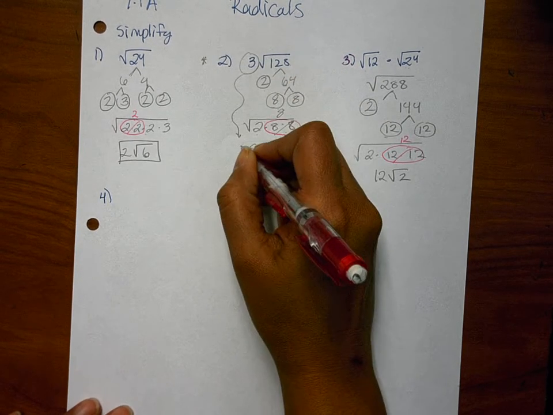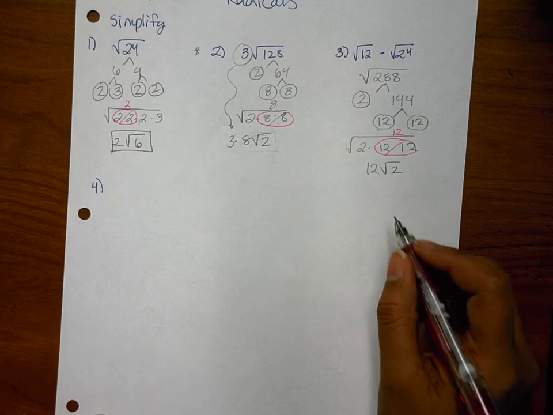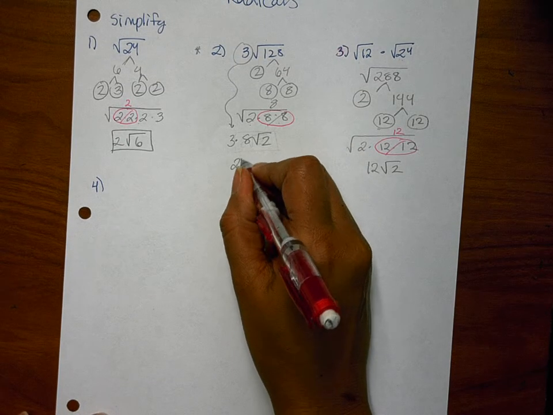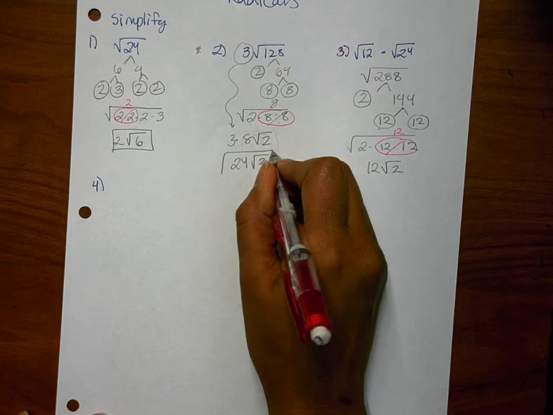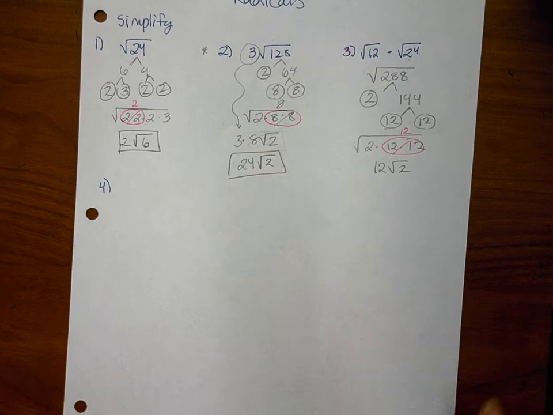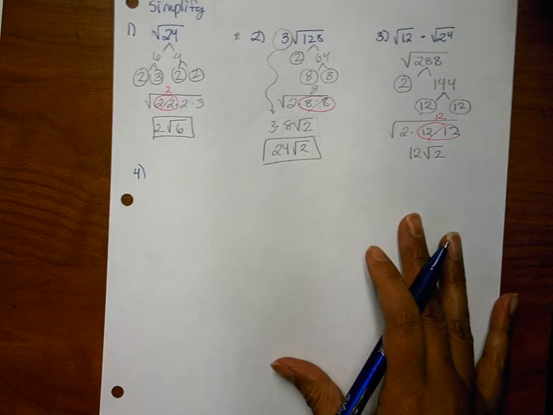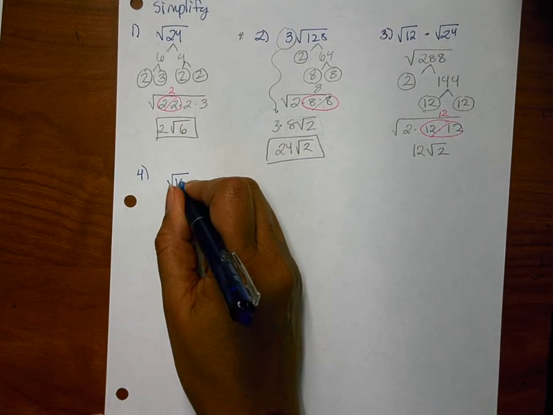Now, unfortunately, if you were to do that on a test, you would not receive full credit. That is 8 root 2, but remember that 3 that was right there? It's 8 times 3 root 2. So your true final answer is 24 root 2.